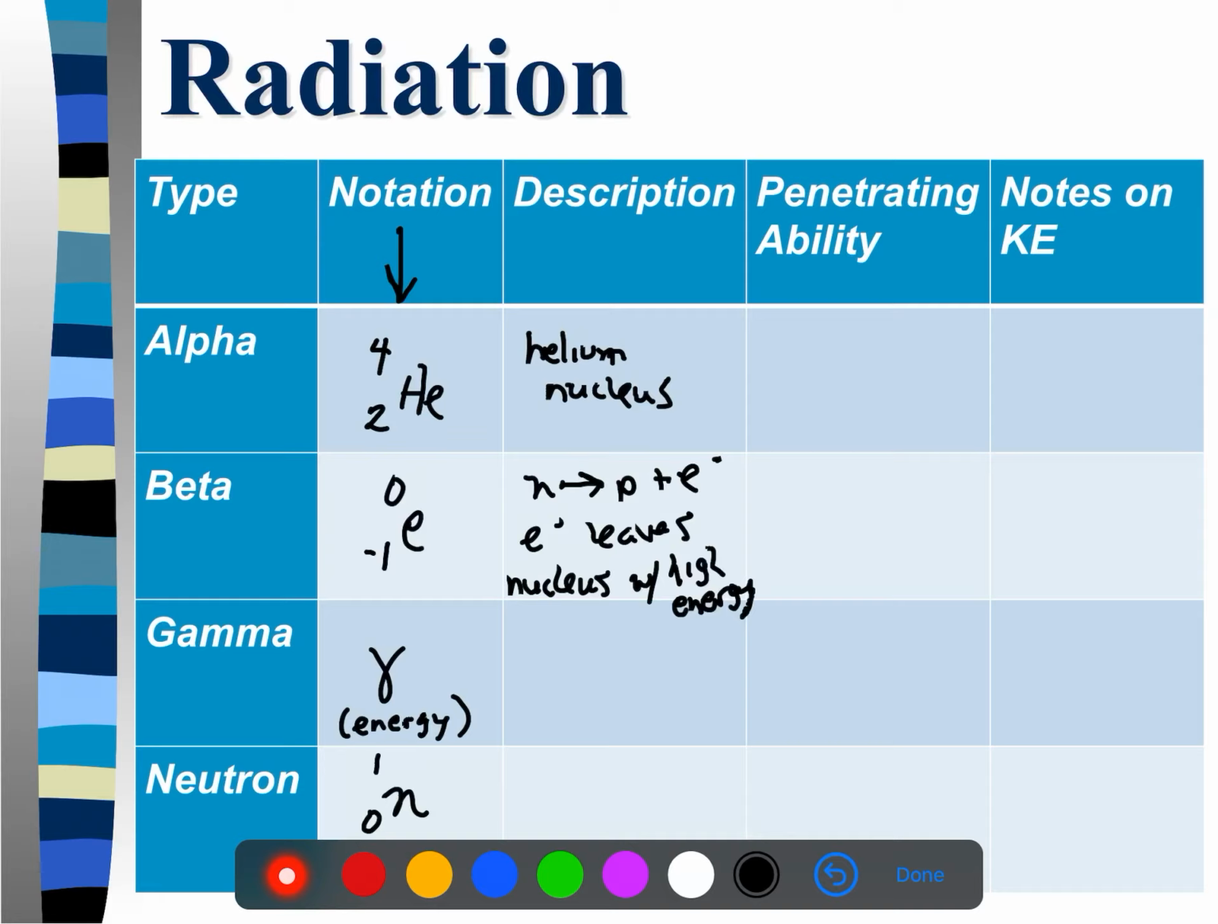So I'm not going to do the whole chart here. You can go back and do the descriptions for gamma and neutrons. That's generally what I do, so I would advise stopping the video and taking that for your notes.